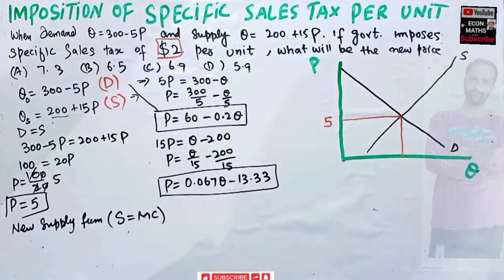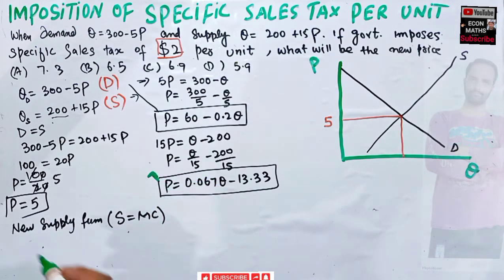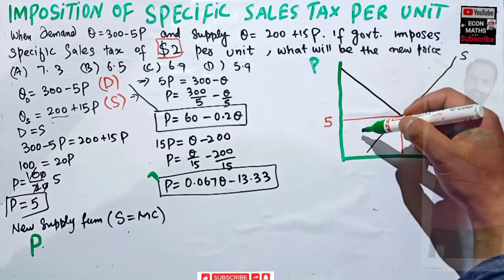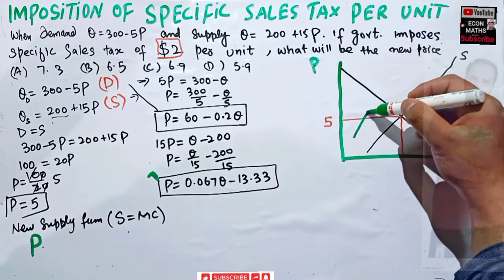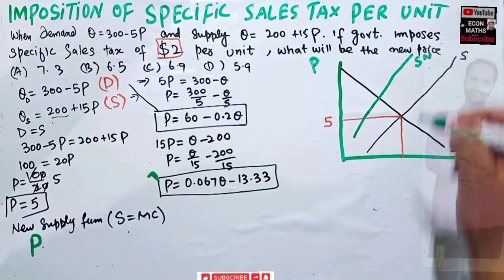Now the new supply function: if price is equal to marginal cost, when a specific sales tax is imposed, our supply function will shift upwards. This will be our new supply function. Why?